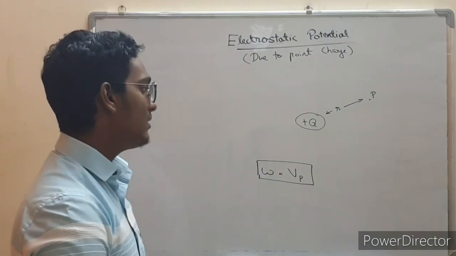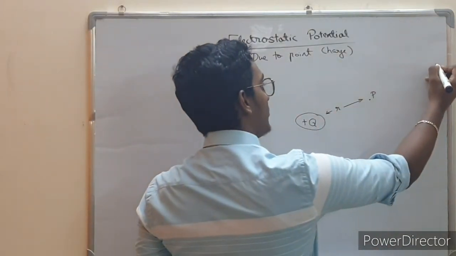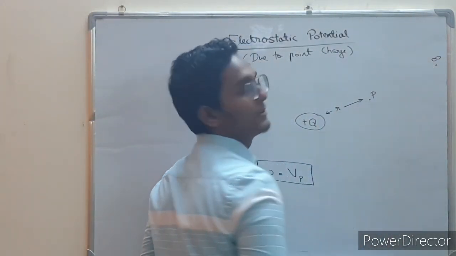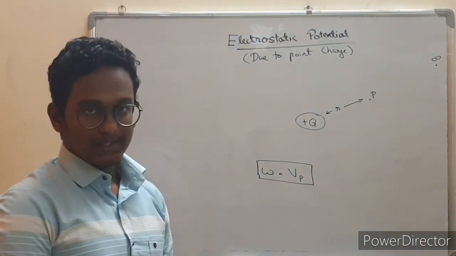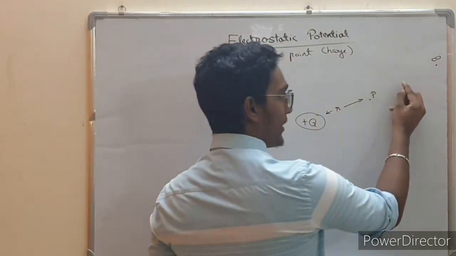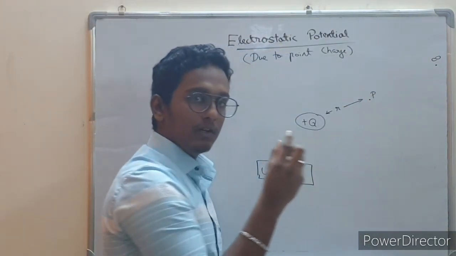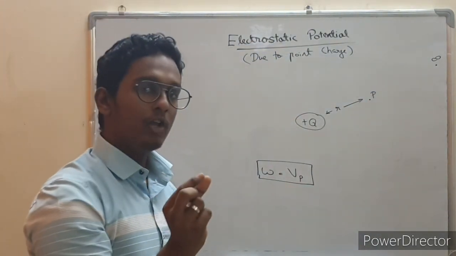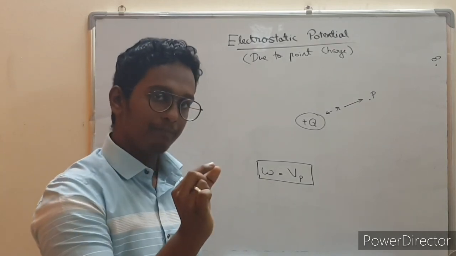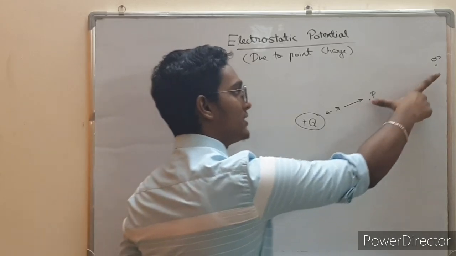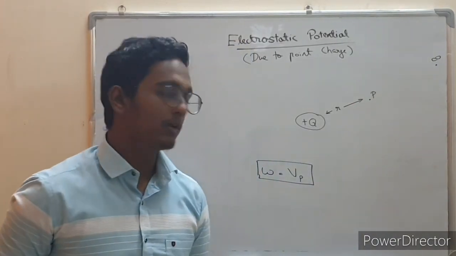So let's find the work done to bring it from infinity to this point. First, we are going to find a small location in this line, and find out how much work is going to be done to move it from that small location. And then we can generalize it for this entire path by integration.